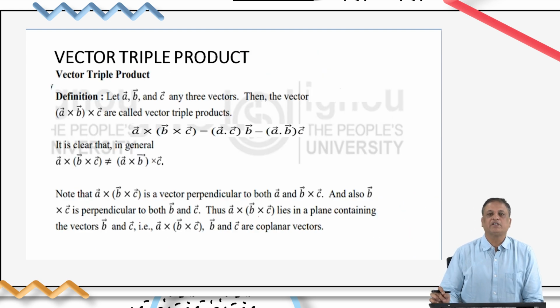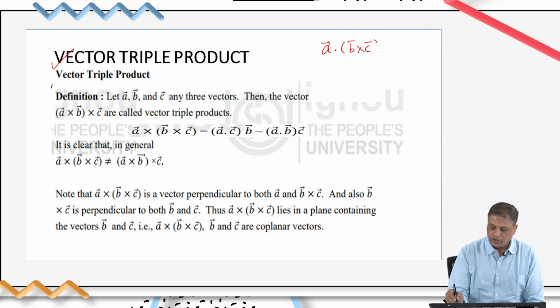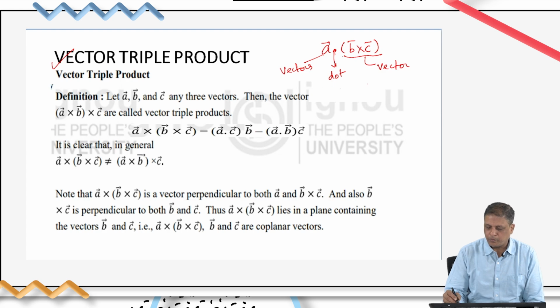Now, we extend our discussion to one more important concept, that is vector triple product. The scalar triple product was A dot B cross C, and it was scalar because there is a dot product of two vectors. B cross C is also a vector, but if instead of the dot product we use the cross product, that is A cross B cross C, then this is the vector triple product.